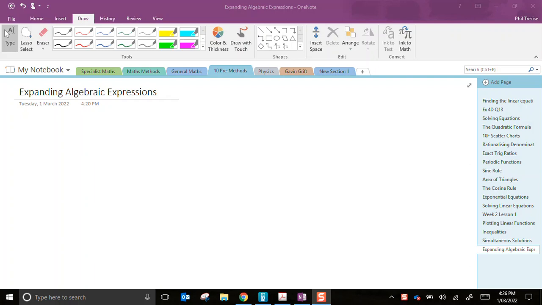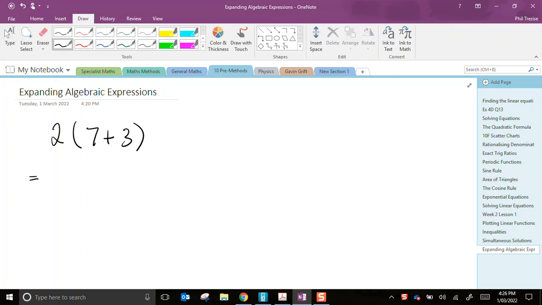Hi everyone, this lesson is about the distributive law. So let me give you an example of the distributive law. If I had something like 2 multiplied by 7 plus 3, now that's dead simple. We know that 7 plus 3 is 10, and we know that 2 times 10 is 20. So we already know the answer is 20.